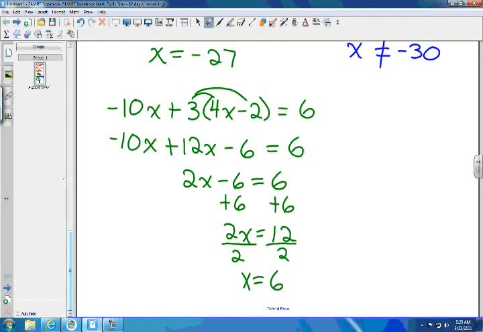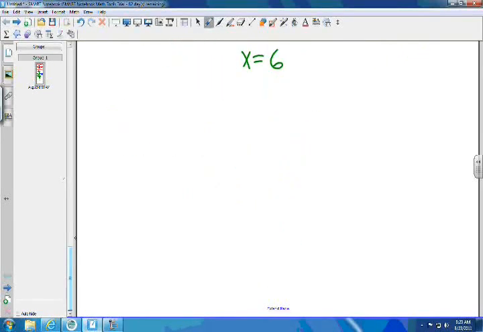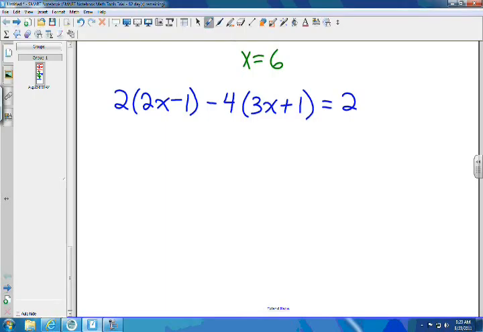We'll do one more of those. Two times the quantity 2x minus 1 minus 4 times the quantity 3x plus 1 equals 2. So this is a lot like the last one, except there's a couple more steps.